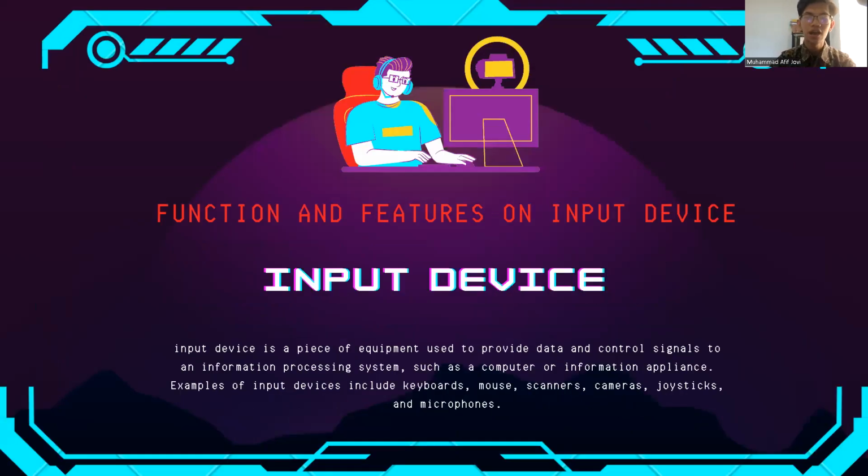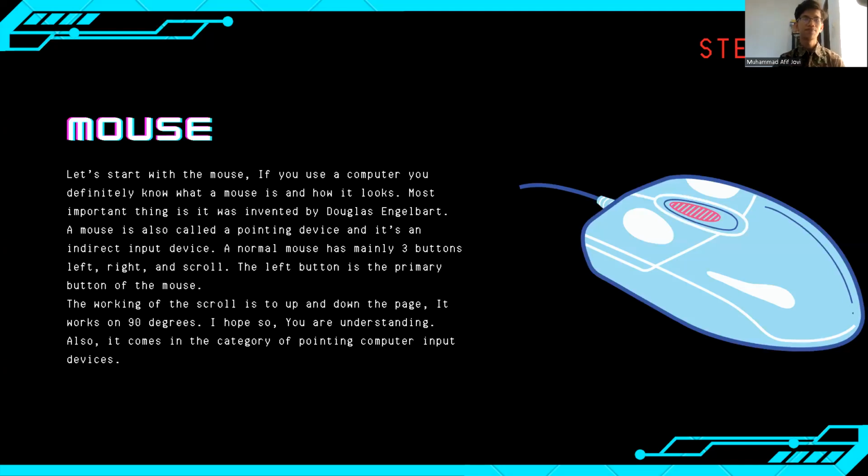Next, the function and features of input devices. What is an input device? An input device is a piece of equipment used to provide data and control signals to an information processing system, such as a computer or information appliance. Examples of input devices include keyboard, mouse, scanner, camera, joystick, and microphone. I will explain about the mouse.